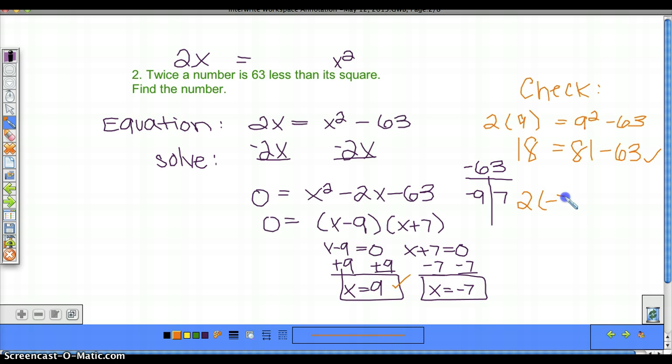We have 2 times negative 7 should equal negative 7 squared minus 63. We have negative 14 equals 49 minus 63, which also works. So both of our answers work on this problem.